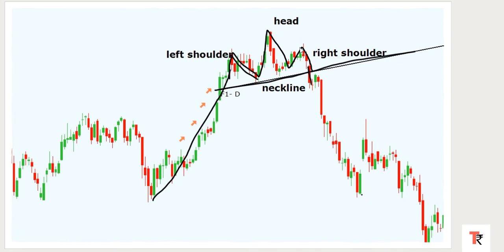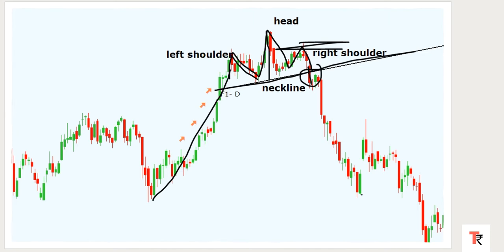So if you are taking a short position at this level, you can keep a stop loss at this and you can wait for the target. So the target would be the difference of this. So this is how you can spot head and shoulders on the charts.